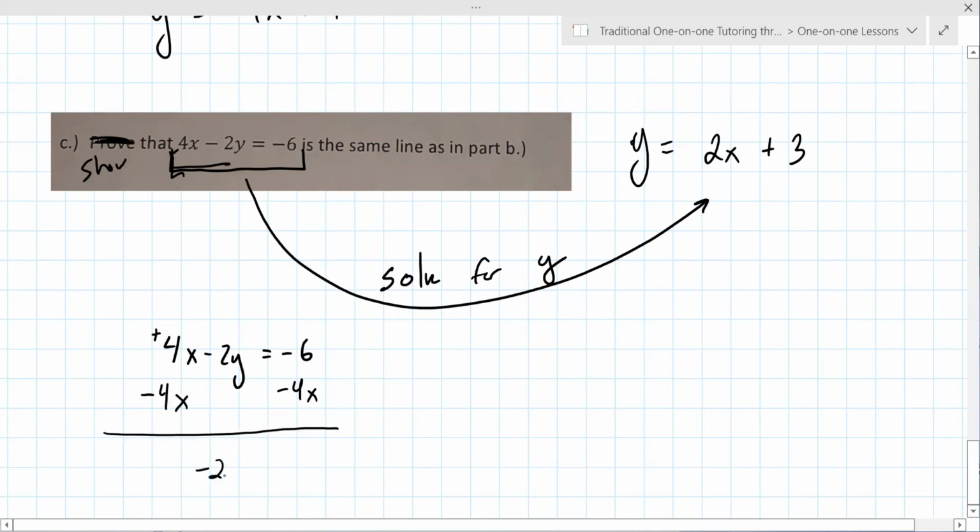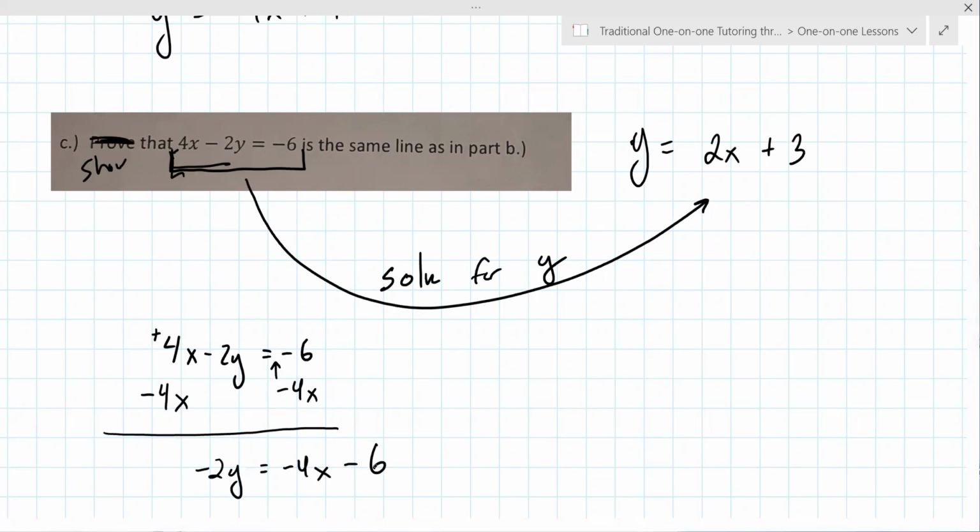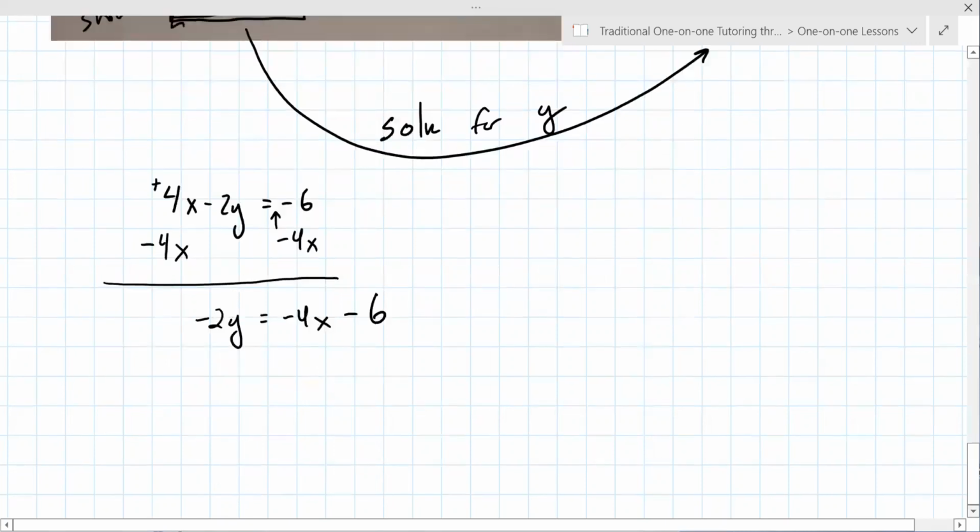This is -2y equals. Now my preference is to put this thing you're subtracting in front. So it's -4x -6. Is this clear, or do you need more explanation on this? Yeah, this is clear. I'm just writing it down. Let me know when you get caught up here. Yeah, I'm good. I got it.